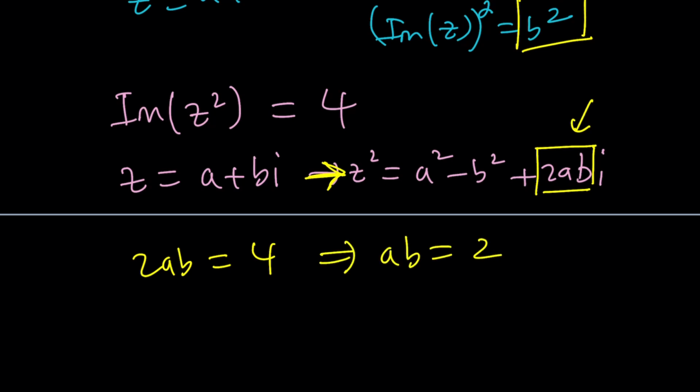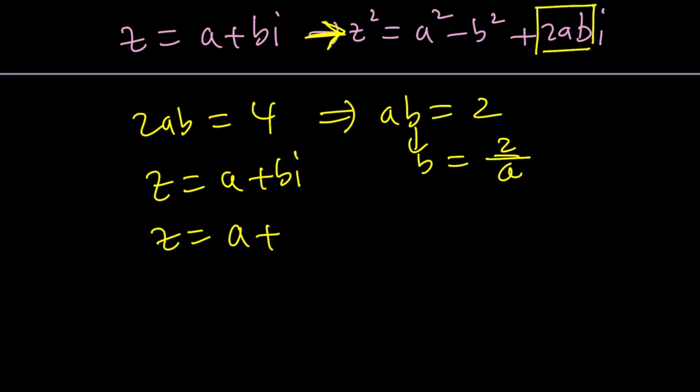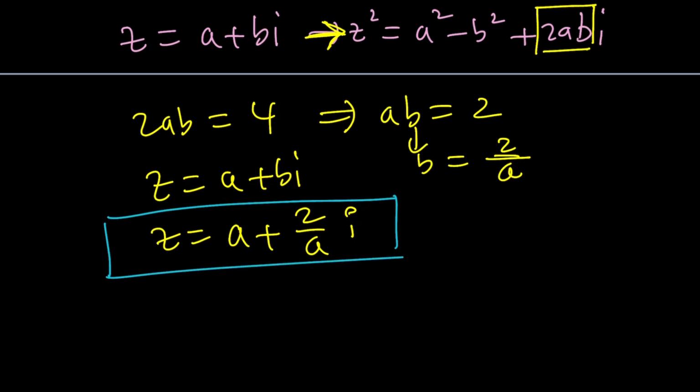It just means that you have a complex number, z equals a plus bi, and you can replace b with 2 over a, and then you can write z as a plus 2 over a i. So whatever a is, of course, a can't be 0. But anything else is fine. Then we're going to find infinitely many complex numbers. Interesting. So this is a locus problem, and we're getting infinitely many solutions.